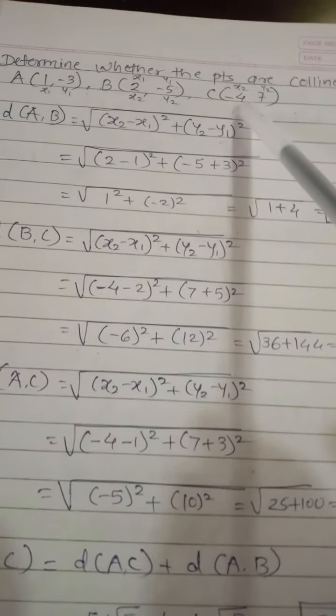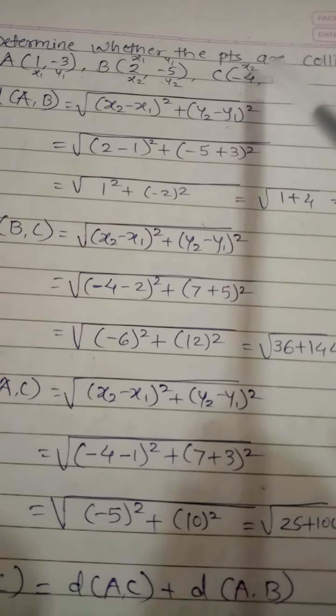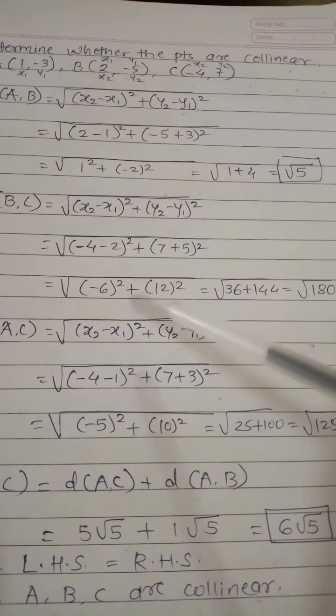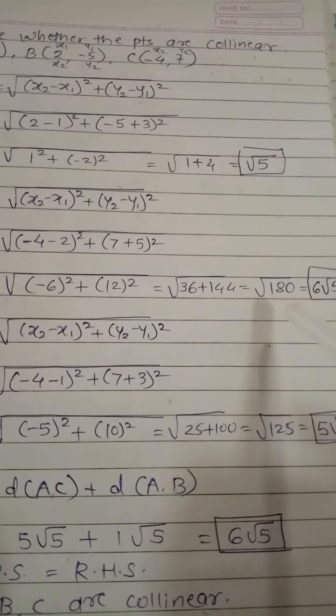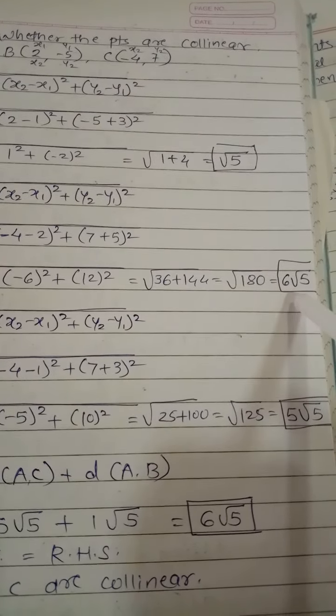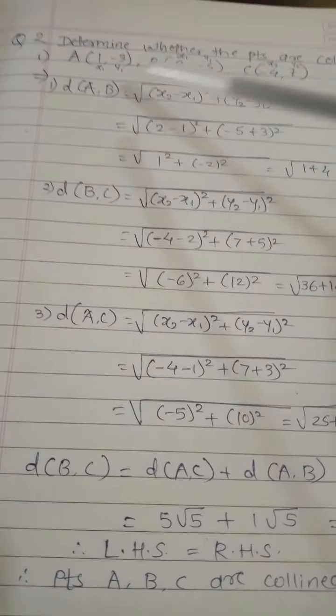Again for BC we consider that the coordinates of B are x1, y1 and C is x2, y2. Using the same formula and making the calculation, we get root 36 plus 144, that is root 180. So my answer is 6 root 5. Now we start to find the distance AC.